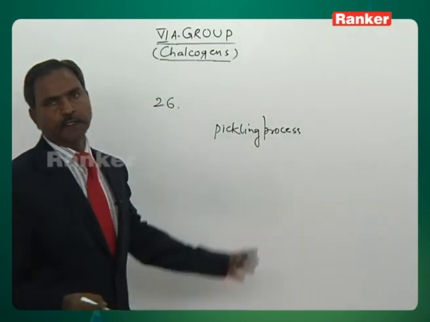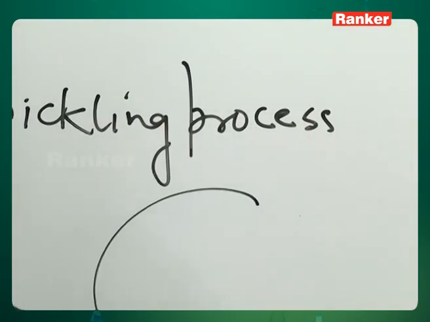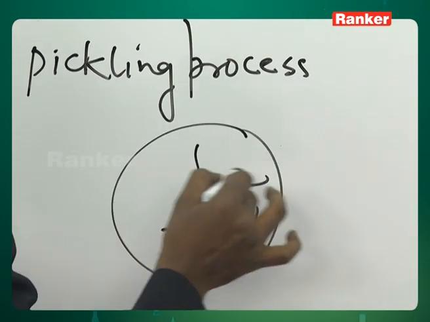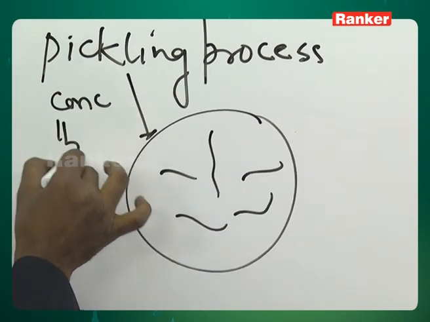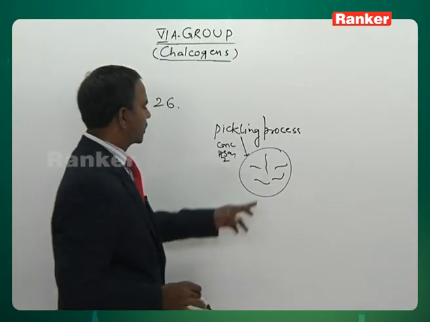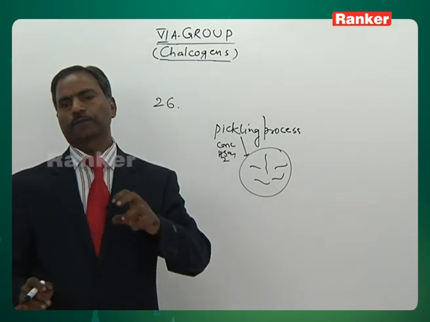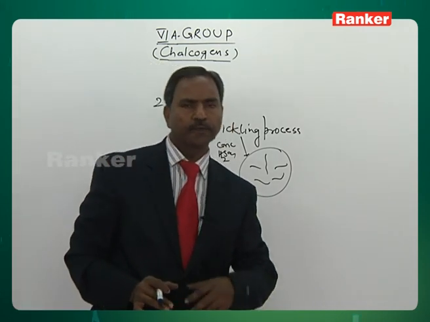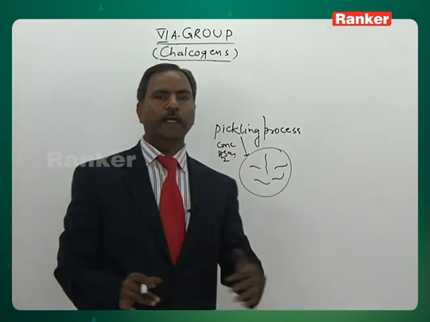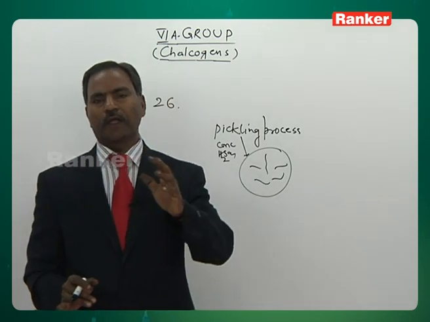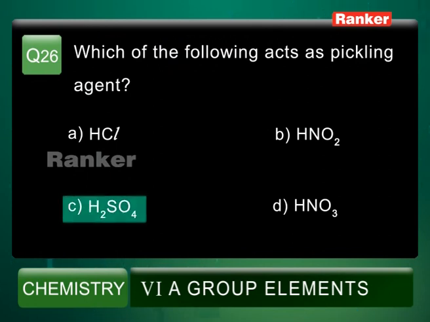The pickling process is generally used in metallurgy. Suppose ores are carrying some basic oxide layers. This is treated with concentrated sulfuric acid, which removes the basic oxide layers in the ore. This process, the removal of basic oxide layers from ores, is known as the pickling process. Generally sulfuric acid is applied, therefore sulfuric acid is known as the pickling agent. Therefore, the answer to question number 26 is C.